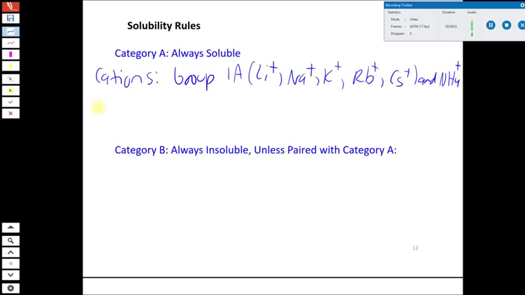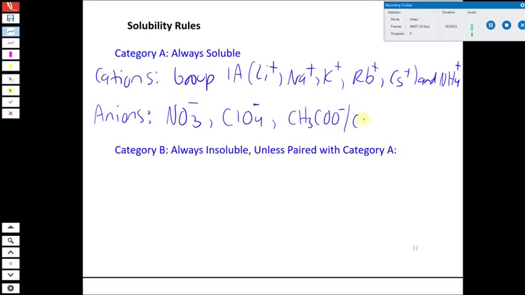And then there's a few anions that also have this same property of always being soluble. So nitrate, NO3-, which is one you'll see a lot in this context. Perchlorate, ClO4-, and then acetate, which we can write either as CH3COO-, or sometimes you'll see it as just C2H3O2-. Same thing written two different ways, which we call acetate.